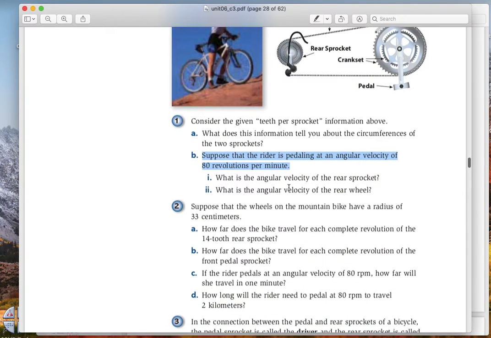Now, what is the angular velocity of the rear wheel? This is more of like a mountain biking question. Basically, the rear sprocket is directly related to the rear wheel. So if the sprocket rotates once in the back, the wheel is going to rotate once as well.